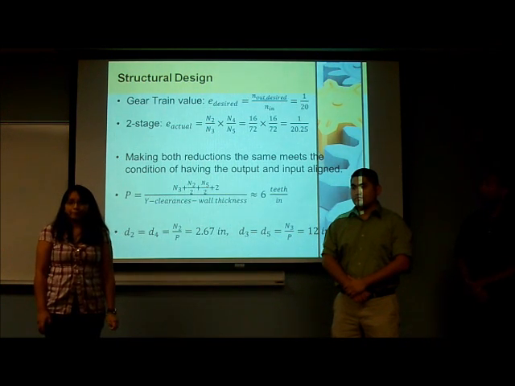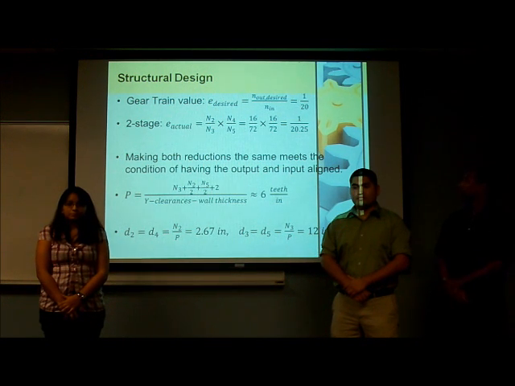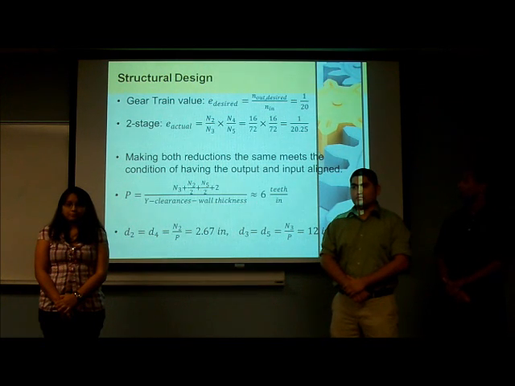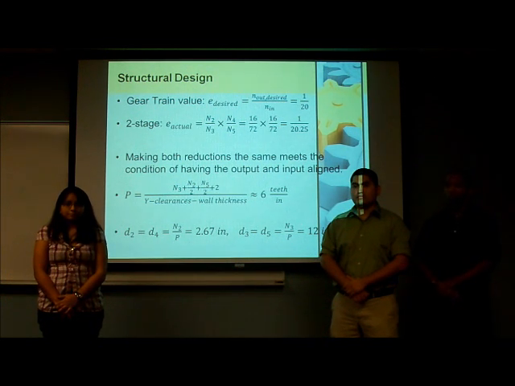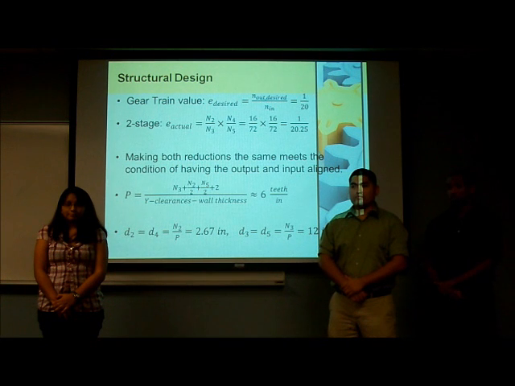On the following slides, we have excerpts of our calculations for the structural designs. Notably, up top, we see that the gear train value desired was 1 to 20, which is too high to be achieved with a single stage, thus requiring the 2-stage gear reduction that Jorge mentioned earlier. Finally, with our final choice of gears, we had a 1 to 20.25, which results in only a 1.24 difference from the actual desired speed at the end. Our diametral pitch was 16 per inch, and as we see here, the respective pitch diameters of the 2 gears: the 2 small gears are 2.67 and the larger gears are 12 inches.